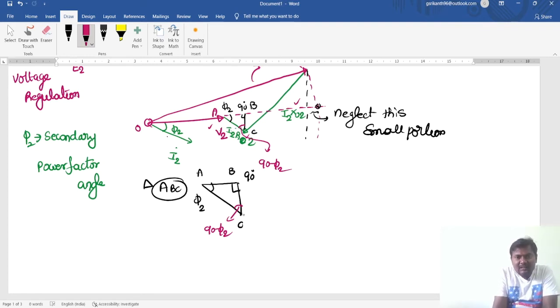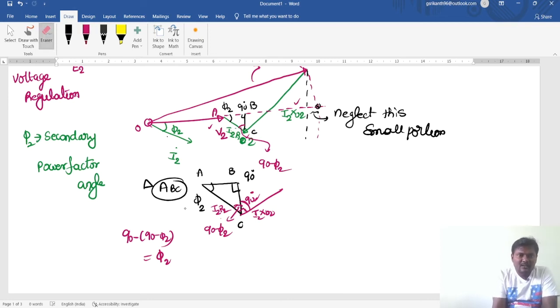But what is the angle between I2 R02 and I2 X02? I2 X02 is exactly 90 degrees. Add these, then you will get 90 degrees. So this small portion and this small portion, from this total 90, if you subtract 90 minus phi 2, that is 90 minus of 90 minus phi 2, then I am getting the phi 2 value. Once again, it's a very important concept.